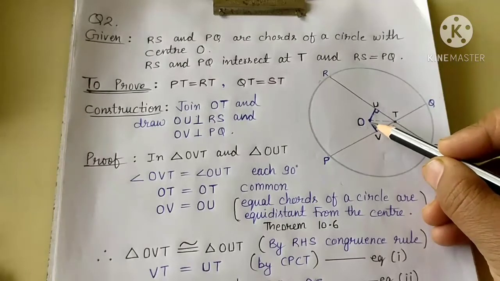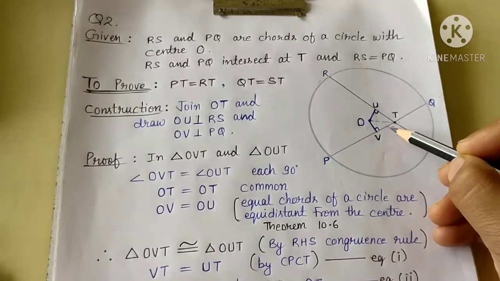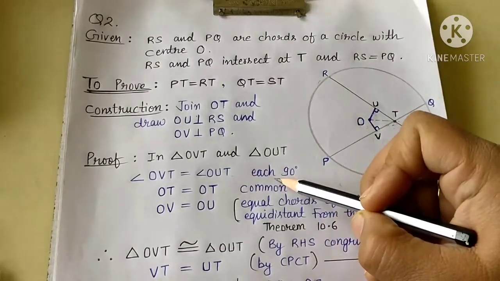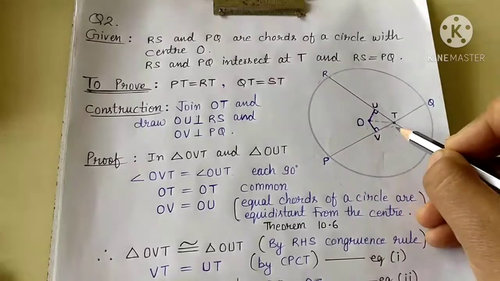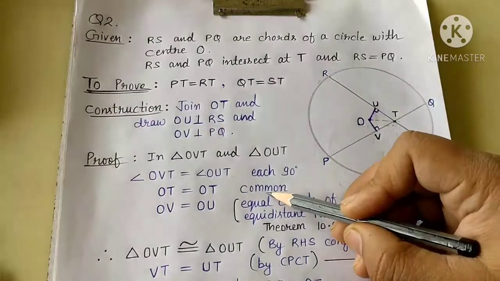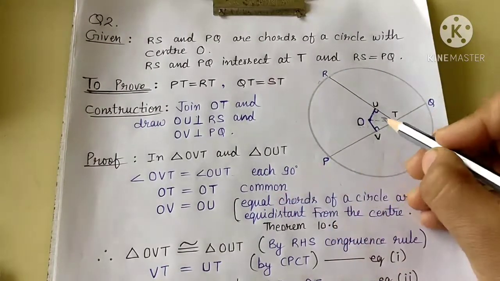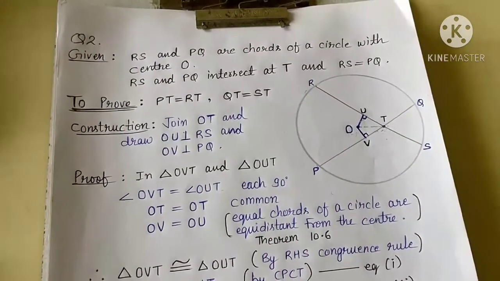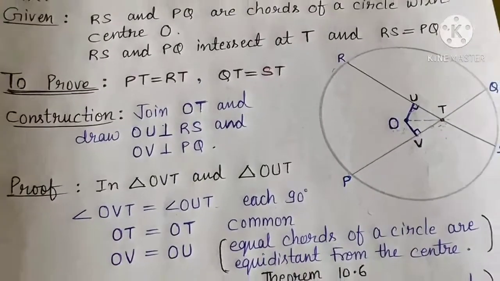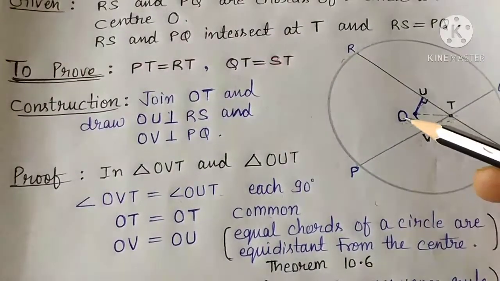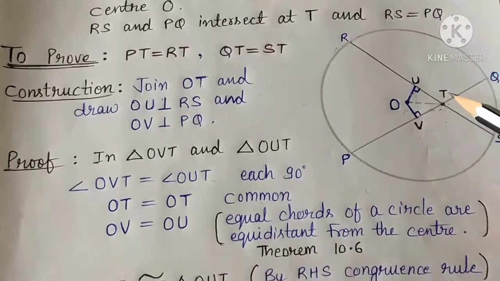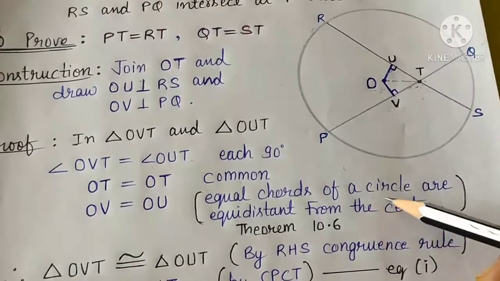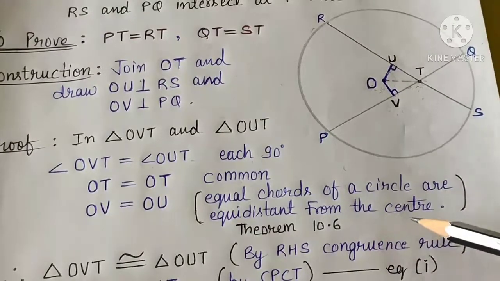So in triangles OVT and OUT, angle OVT is 90 degrees and angle OUT is also 90 degrees, so each is 90 degrees. Then OT equals OT because it is a common side. And lastly we are saying OV equals OU. Now why does OV equal OU? Just focus here. I am saying that OV equals OU. Why? We have learned in theorem 10.6 which says that equal chords of a circle are equidistant from the center.